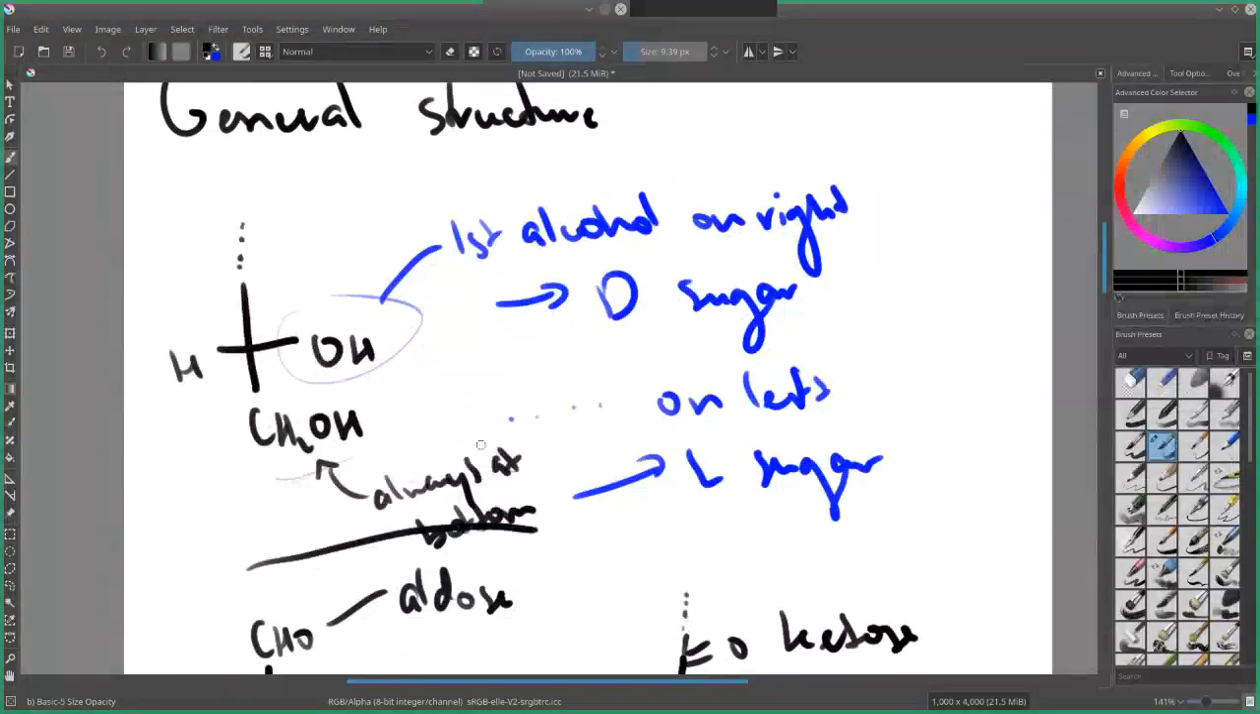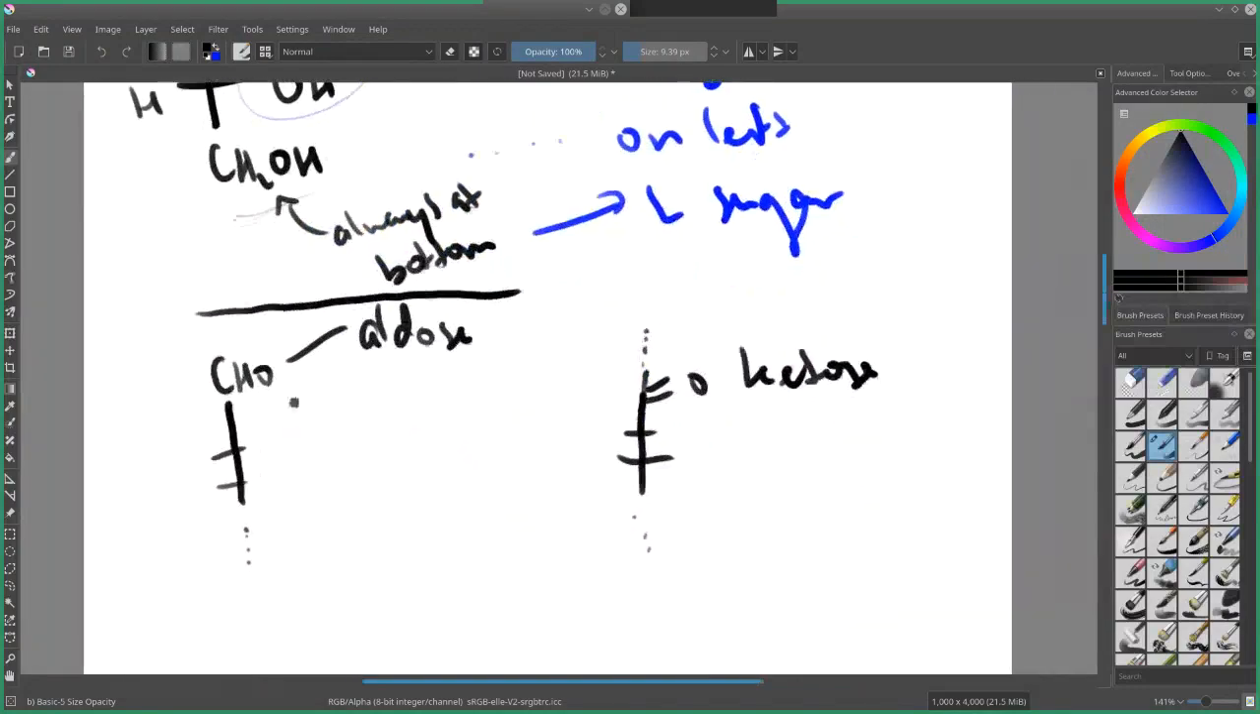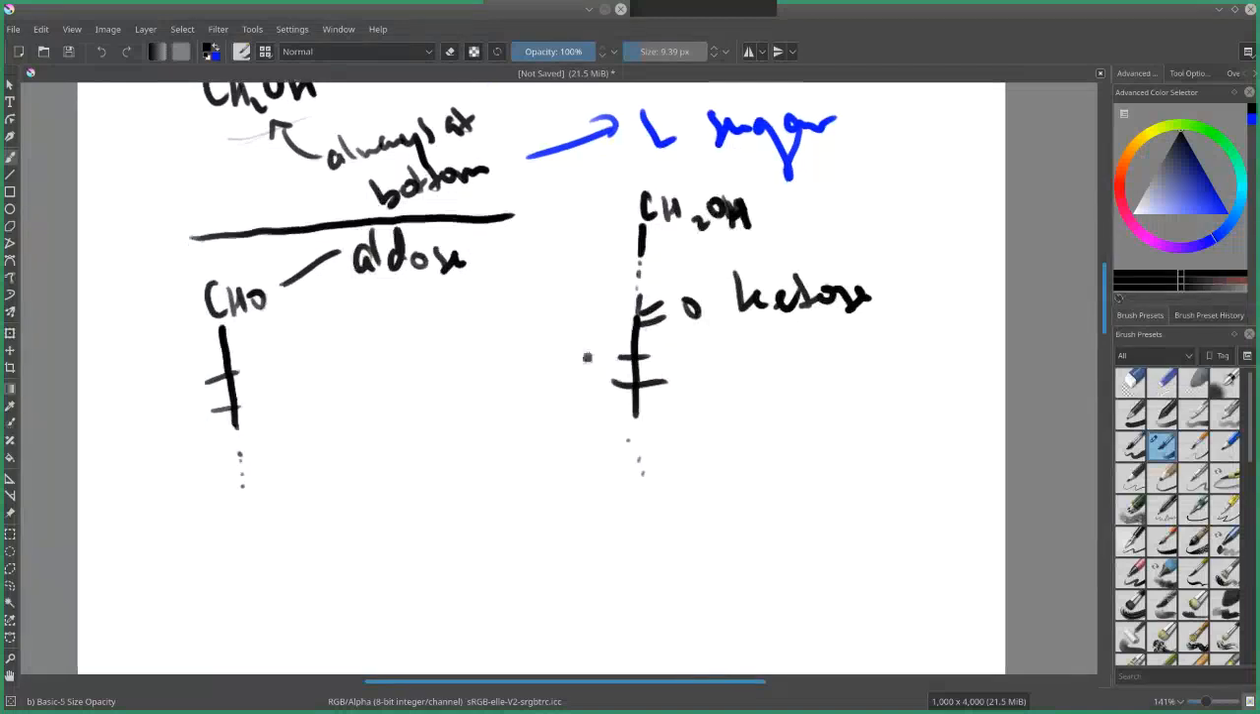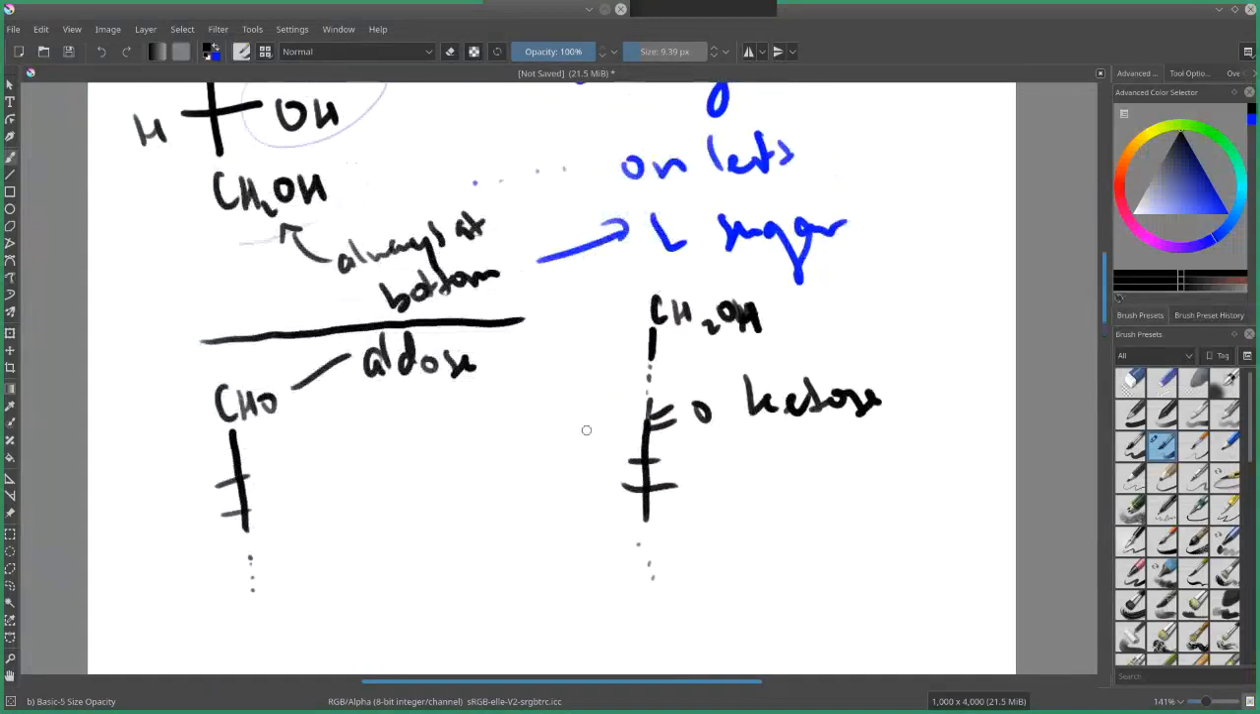And then either we have an aldehyde or a ketone. So we have an aldose or a ketose. And I should say a ketose at the top will have also a CH2OH. Okay? So we have these features of our sugars. And that pretty much covers what defines a sugar.